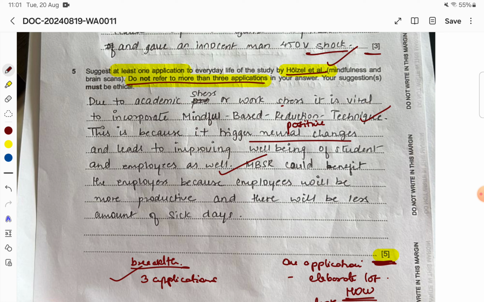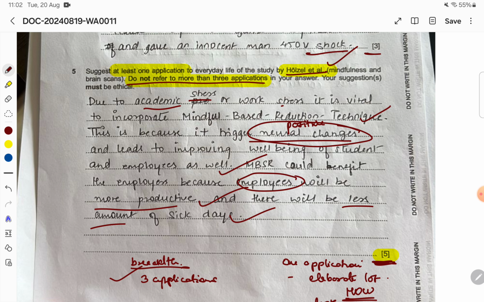MBSR could benefit because employees will be more productive and there will be less amount of sick days. This is also very relevant. Not only she said how benefit will be there through neural mechanisms, what will be the benefits also she has mentioned. It's really good, but still I would say does not justify 5 marks. To score 5 marks on this type of answer, like I said, she is more oriented towards a depth approach. She's spoken about students, but she elaborates more on employees.